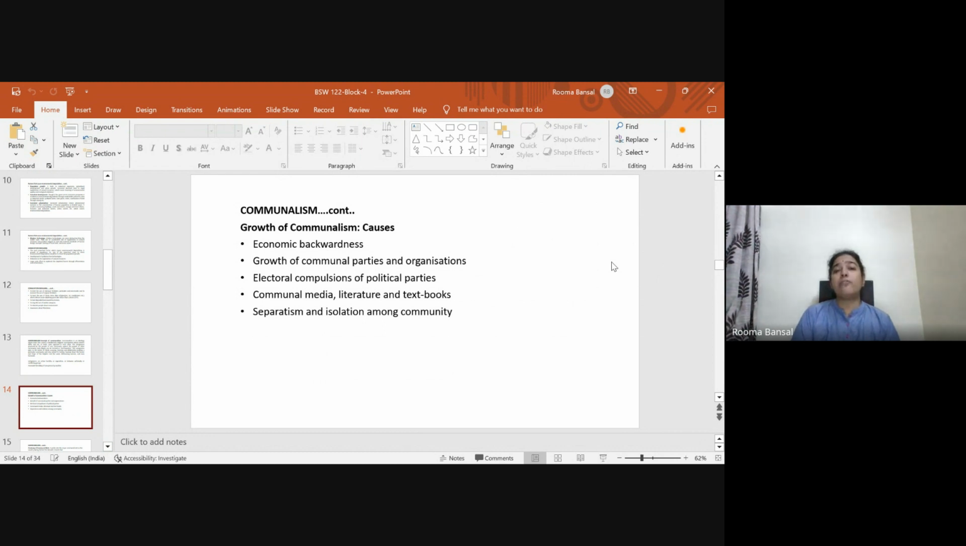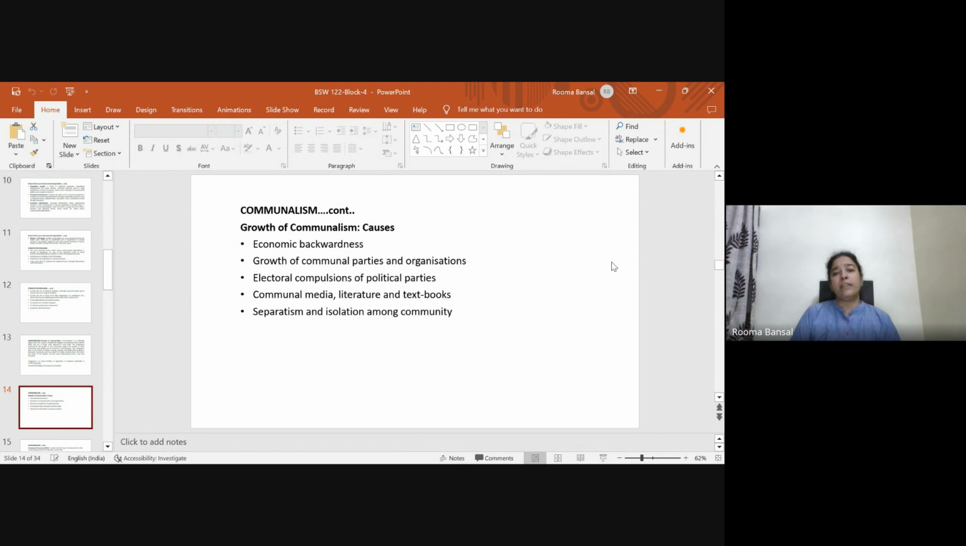Number two, growth of communal parties and organizations. See, in our country, India, basically India is a democratic country. We have secularism. According to the constitution, each and every religion is equal. But in every religion, we find so many groups, parties, agencies, or organizations which are totally based on religion. So we have n number of communal parties and organizations available in the society. Next, electoral compulsion of political parties.